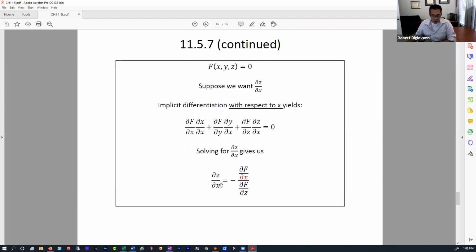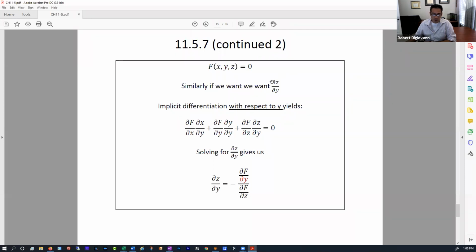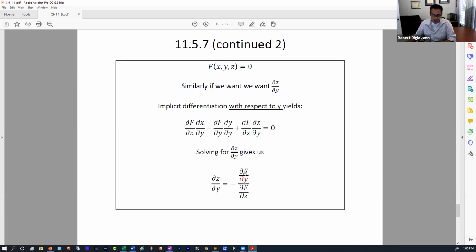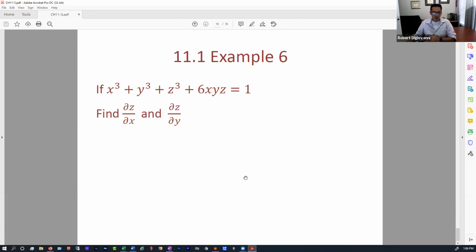So if we want to know the partial of z with respect to x, this is the formula for it, and I'll copy this and bring it to the example we're going to do. If we want to know the partial of z with respect to y, here's the formula for it. There are really only 2 differences between the formulas. I put it in red here: partial with respect to x in this one, and in the other formula, partial with respect to y. So let's do an example.